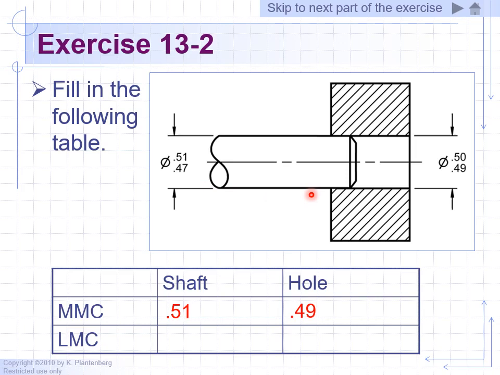Okay, let's look at the LMC, the least material condition for the shaft. Obviously, it's when it's at its smallest diameter. So at 0.47, we'll have a smaller, narrower shaft.